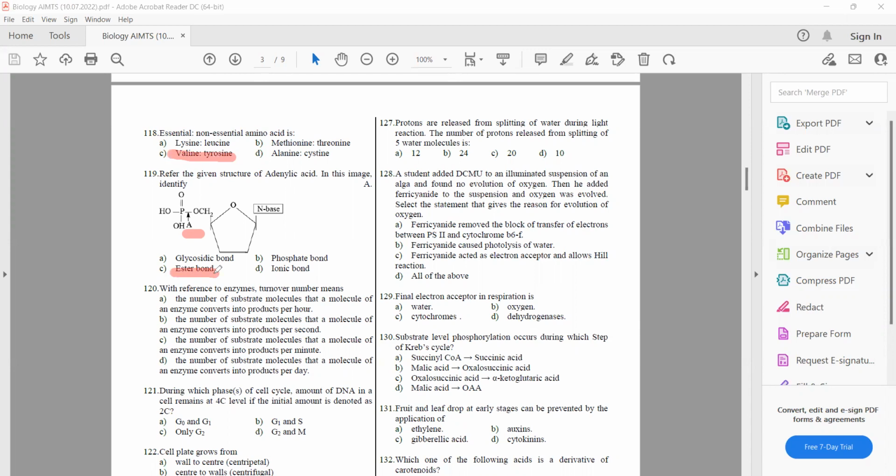120, with reference to enzymes, turnover number means, when we talk about turnover number, the number of substrate molecules that a molecule of enzyme converts into products per minute. So within a minute, how many substrate molecules are getting converted into product? That is what we call the turnover number.